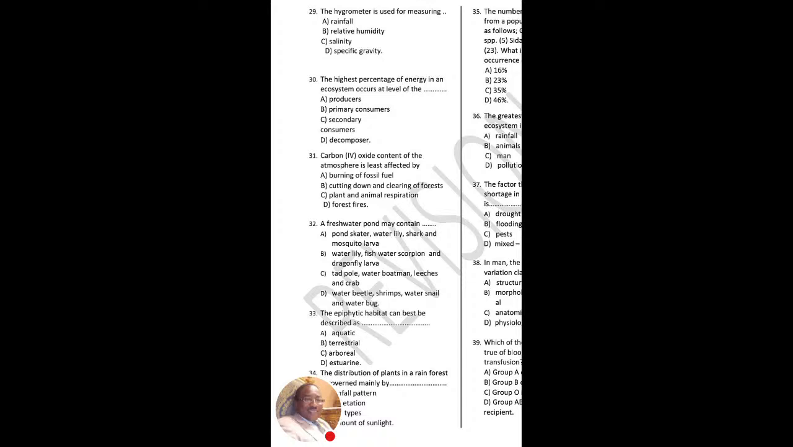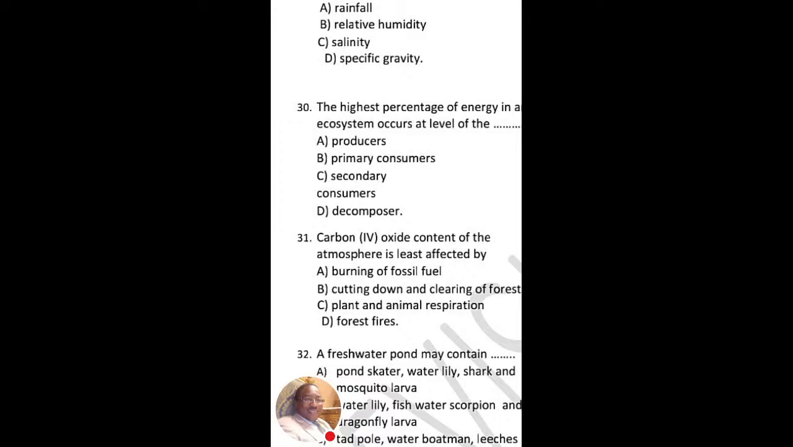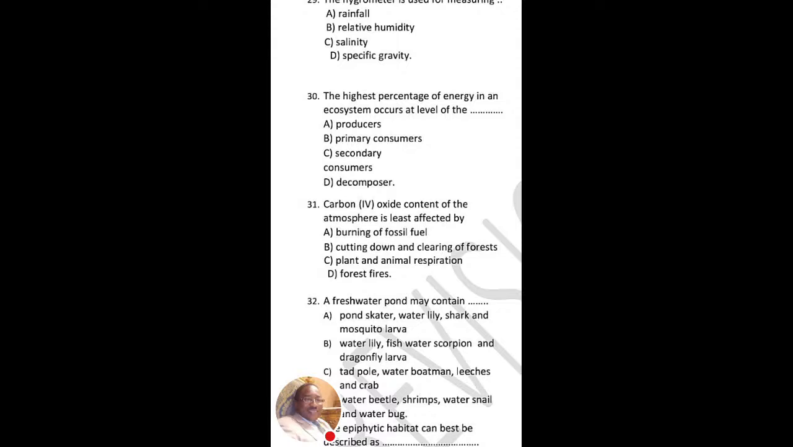So generally, the highest amount of energy will be among producers. That's why producers is the one that has the highest energy there, and that's why option A, producers, is the correct answer. Okay?